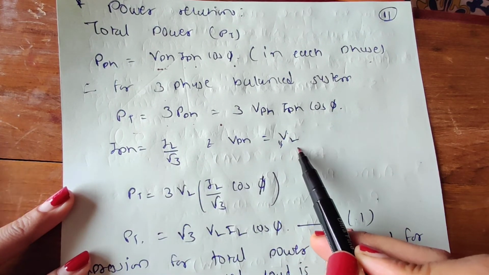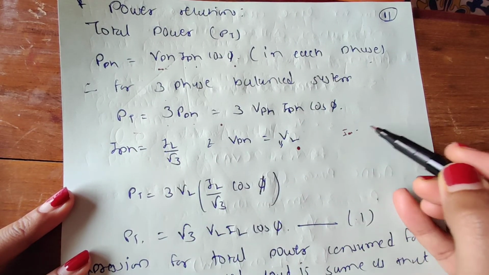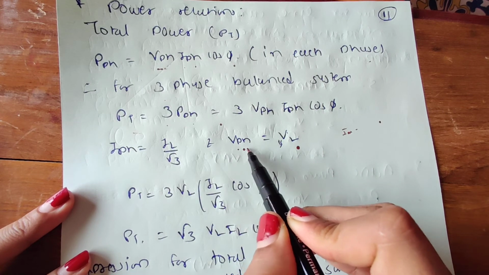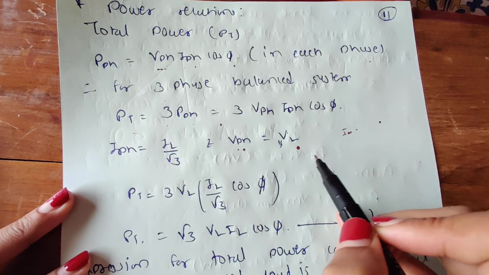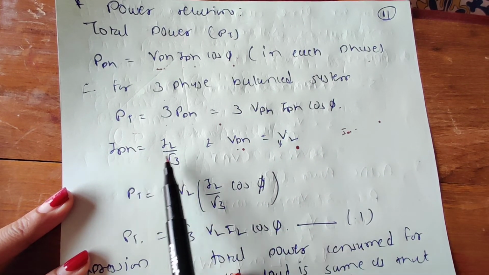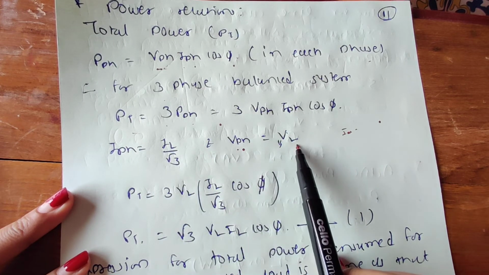Here you need to consider the reverse condition as compared with a star connected load. In a star connected load, we know that I of PH is equal to I of L, and V of PH is equal to V of L divided by under root of 3. But here you need to consider I of PH equal to I of L divided by under root of 3, and V of PH equal to VL. Exactly the reverse situation you need to consider.